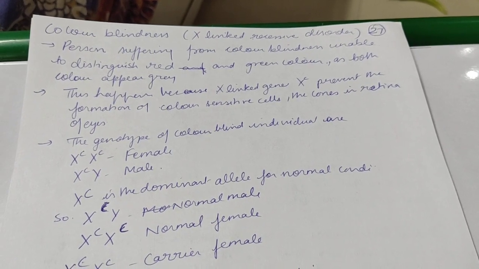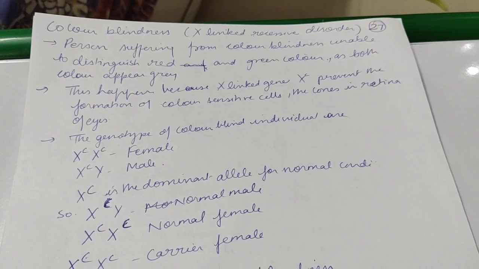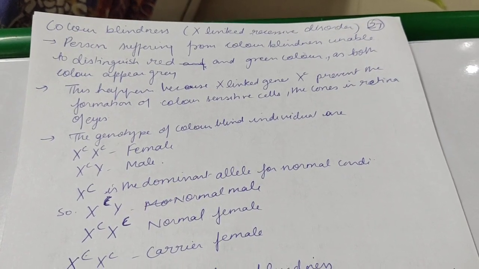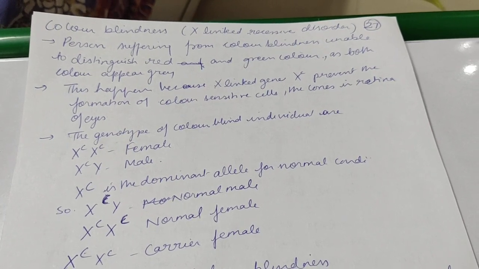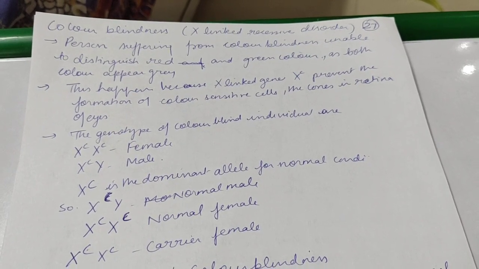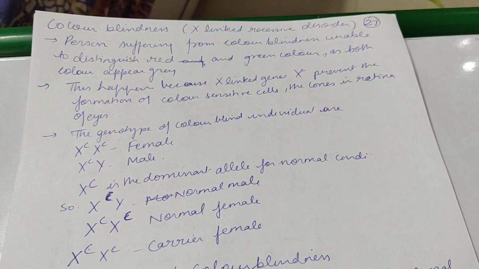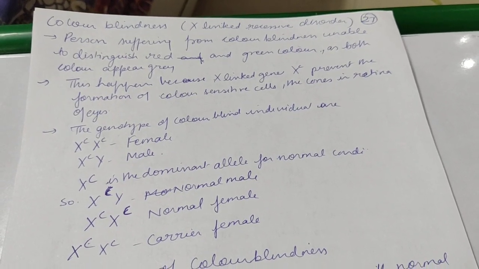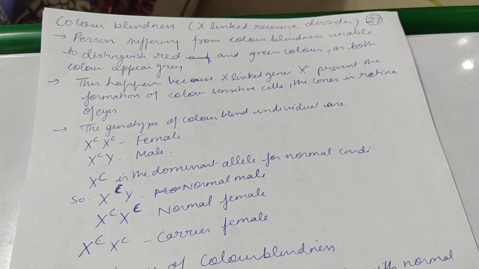See it clearly. It is the X and the small c present on it that prevents the formation of color sensitive cells, the cones in the retina of the eyes. So get this thing: if X small c is present there, it will prevent the formation of the color sensitive cells, the cones in the retina of the eye, and because of this the person is unable to distinguish between red and green color.